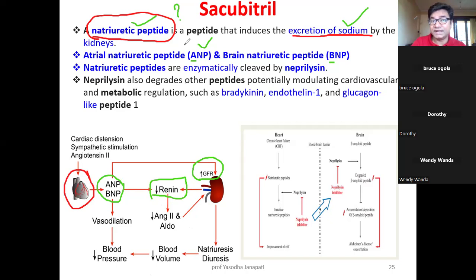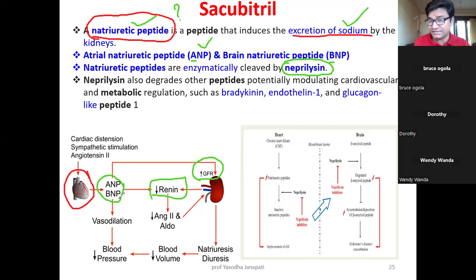But what happens is that ANP and BNP are getting inactivated by the enzyme neprilysin. These should be very good, but as soon as they are released, the neprilysin enzyme is released, and neprilysin will inactivate ANP and BNP. Now they found a drug, Sacubitril, which is a new drug.